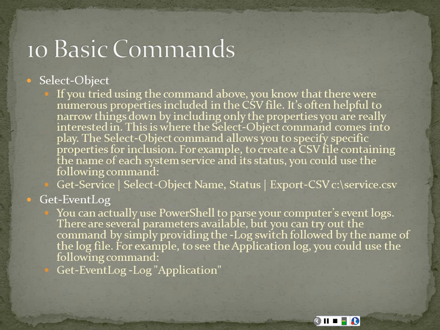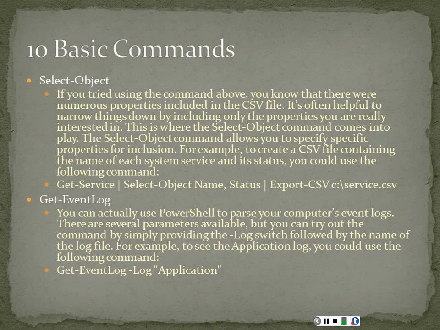Select-Object. If you tried using this command above, you know that numerous properties are included in the CSV file. We'll be looking at those here in a little bit. The Select-Object command allows you to choose specific fields for inclusion. So if there's something you really want to track, like is Adobe Acrobat installed, you can find out. Does someone have a non-expiring password? That's an attribute. You can find out. So you can do tons of cool stuff.